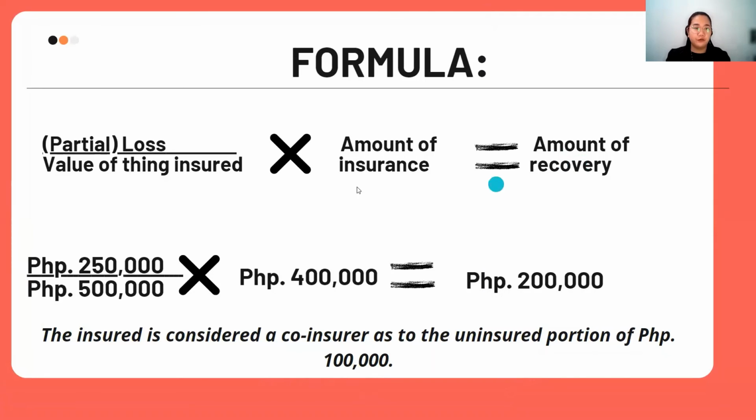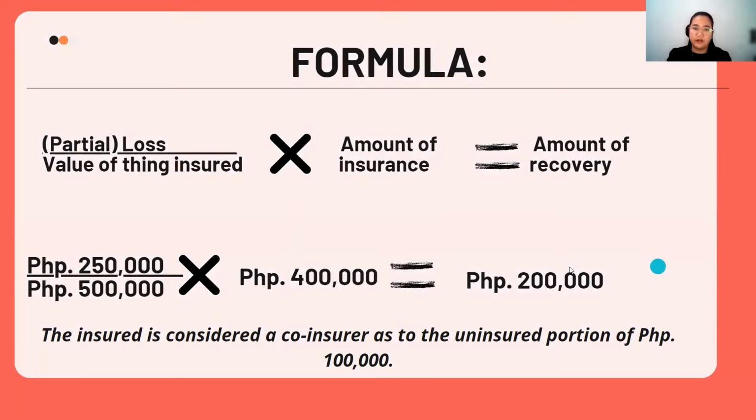We have here a formula. Partial loss divided by value of the thing insured, times the amount of insurance, equals the amount of recovery. So here we have 200,000 pesos as the partial loss, divided by 500,000 pesos, times 400,000 pesos, which is the amount of insurance, equals 200,000 pesos, which is the amount of recovery.